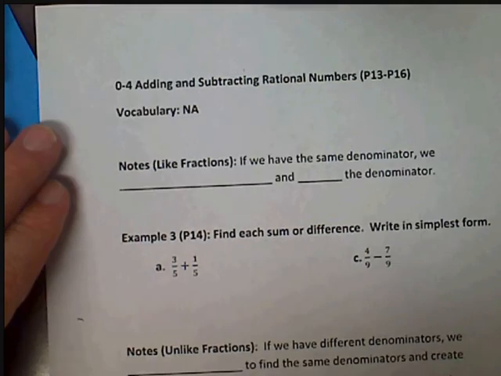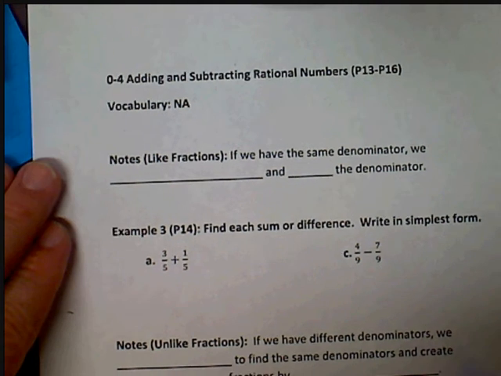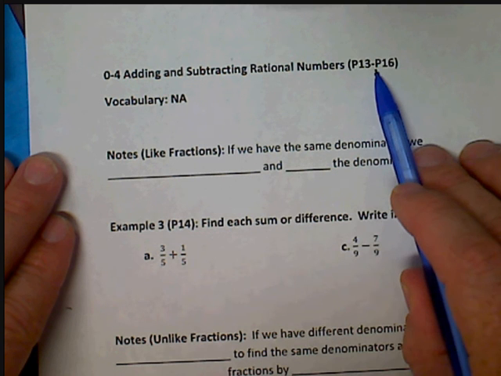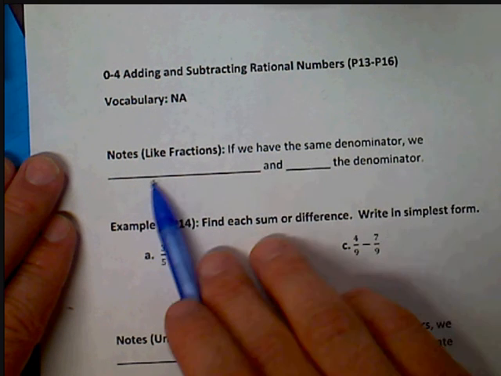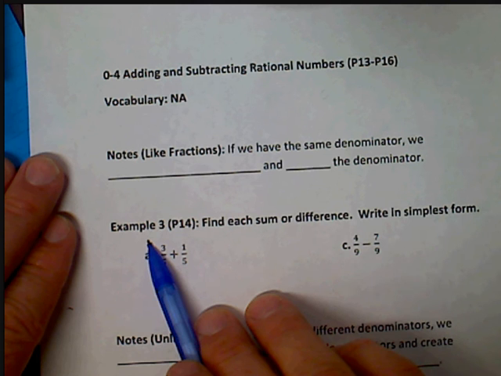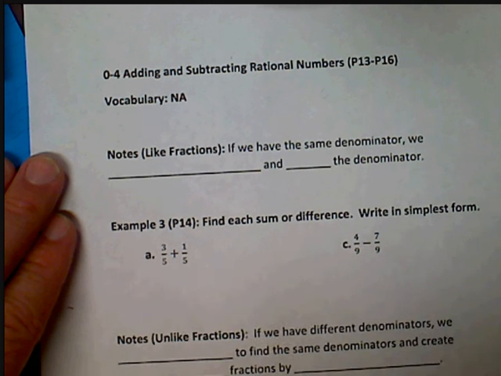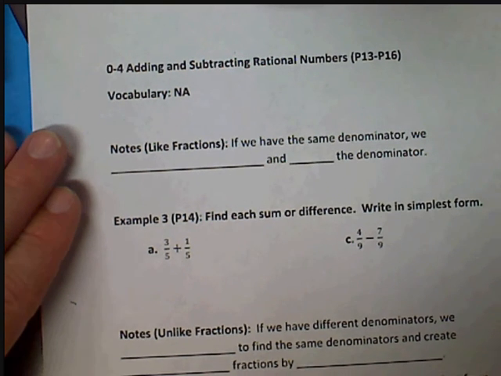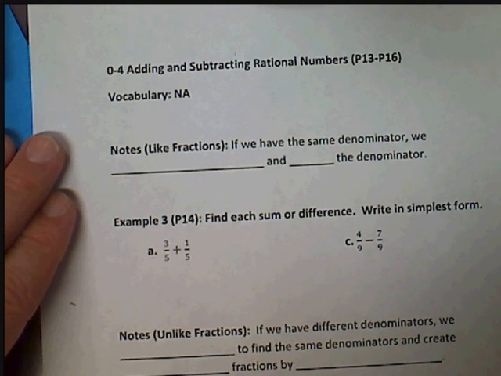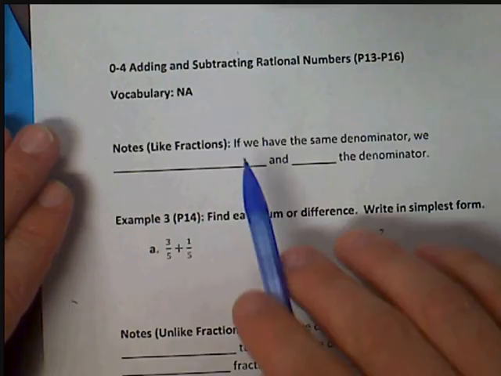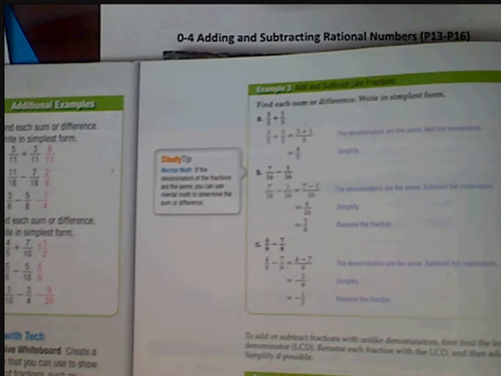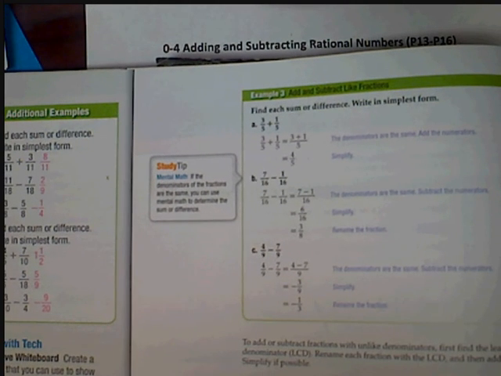We are on 0-4, adding and subtracting rational numbers, which can be found on P13 through P16. But the first example that I'm actually going to do is on P14. We will be coming back and doing example 1 and example 2 later in the week or semester. Go ahead and turn to P14. This is where I need you to be. P14.